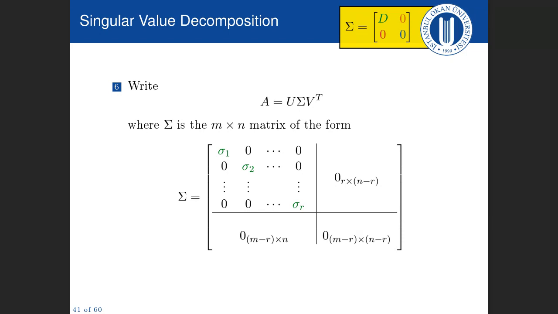So, for example, if r is less than n, then we will need to put an r by n minus r zero matrix in just here. If r is equal to n, then we will not have any of this.